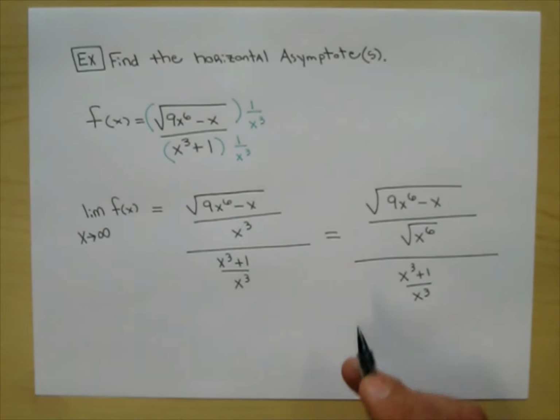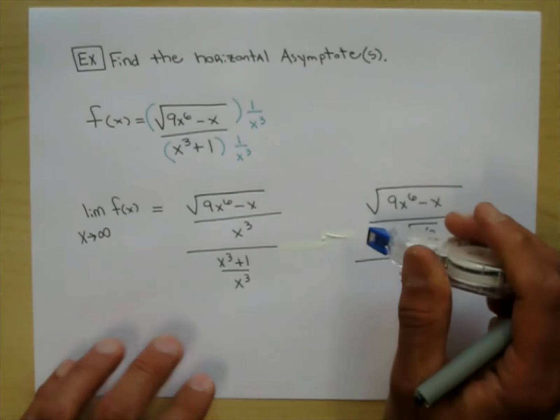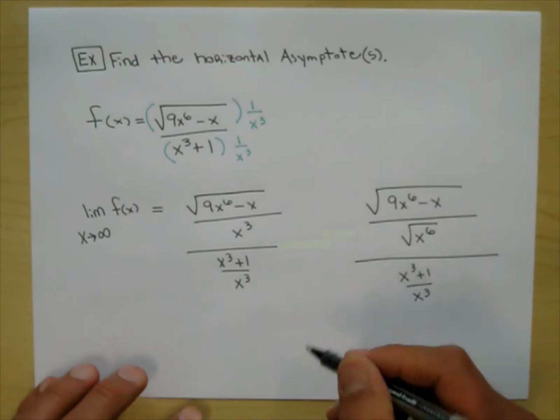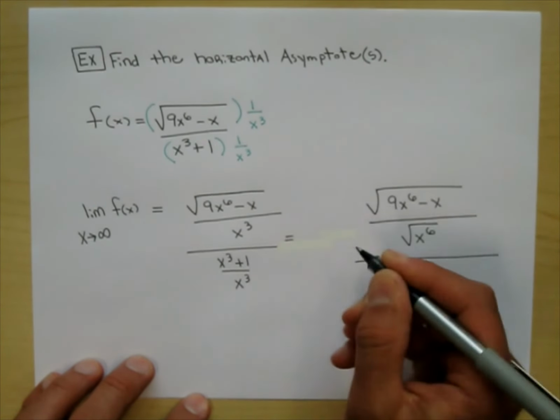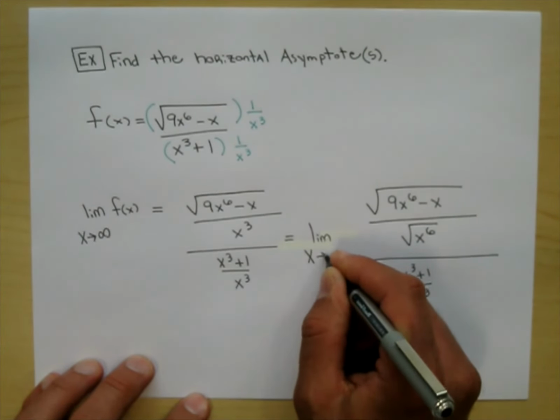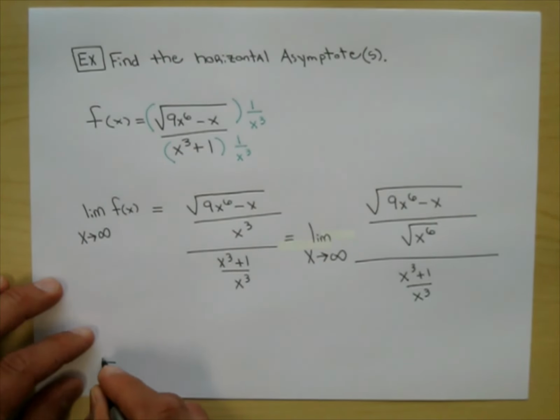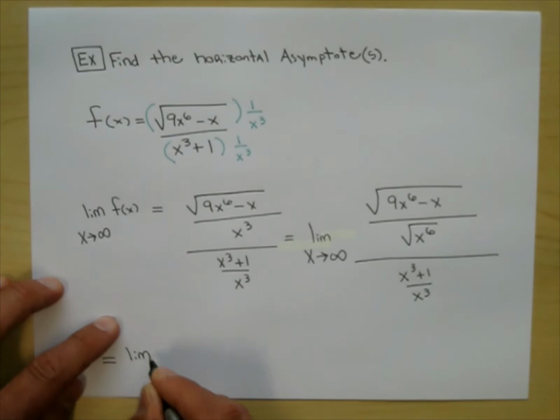I know I didn't put my limit. It doesn't look like I have room to fix it, but I do. Watch this. Some white out. Put an equal sign. Here's the limit as x approaches infinity. Okay, so this is going to be the limit as x approaches infinity.